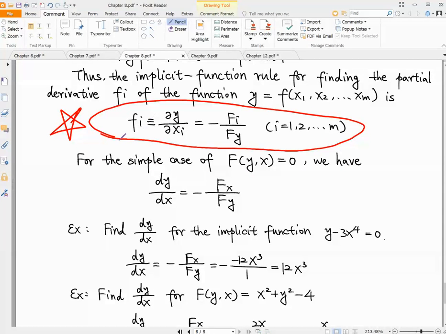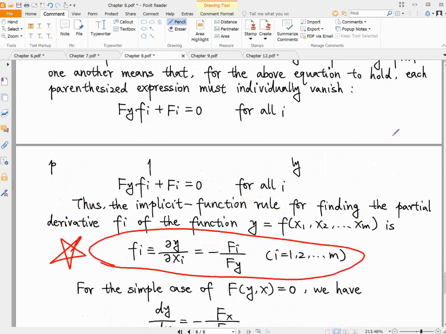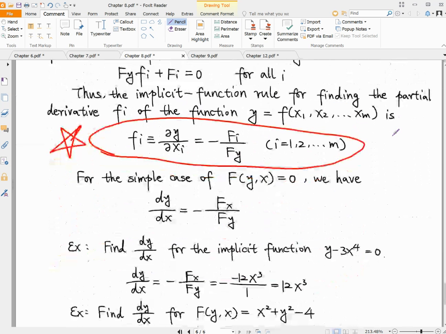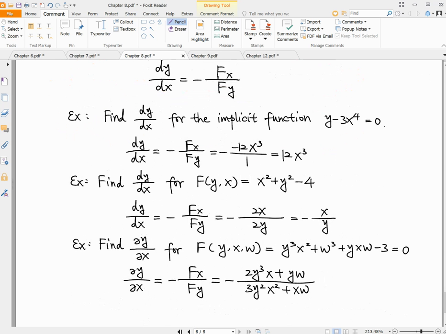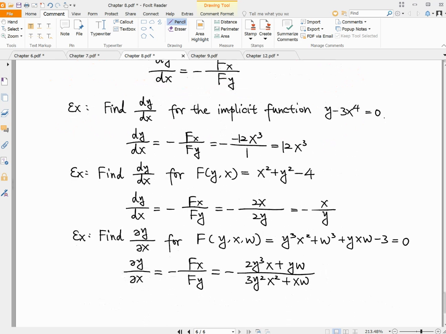So if you understand this formula, then you should be able to understand everything about the implicit function, right? For any kind of function, if you think it's an implicit function and it asks you to find the partial derivative, then you can use this formula to do that, right? And again, we have some examples here for you to refer to.